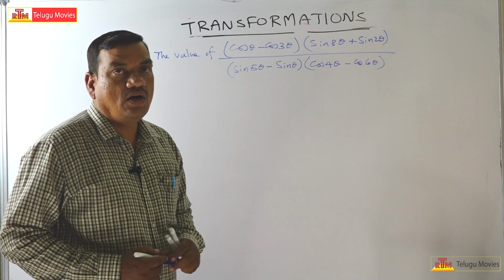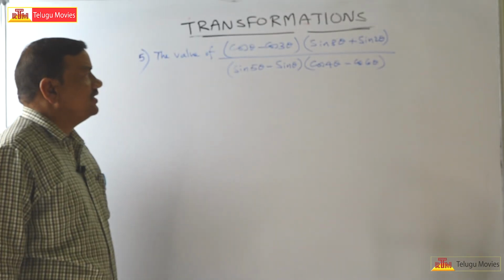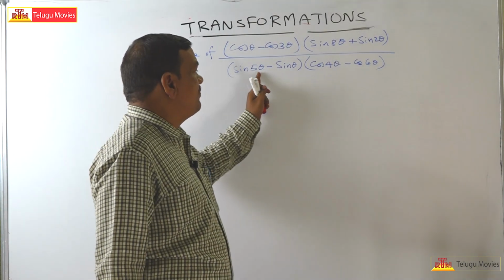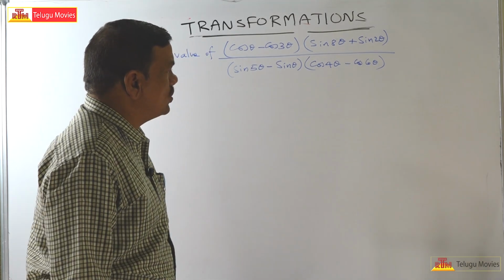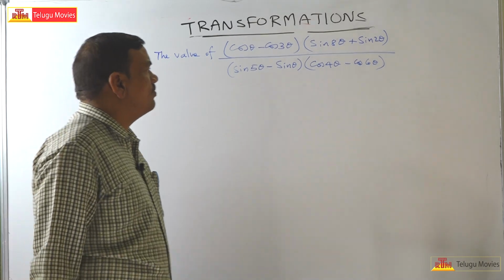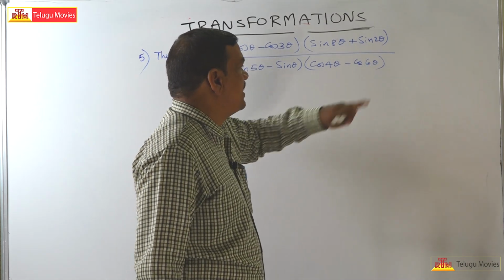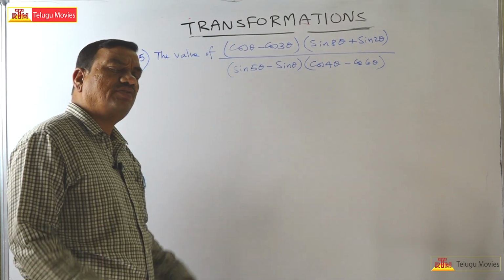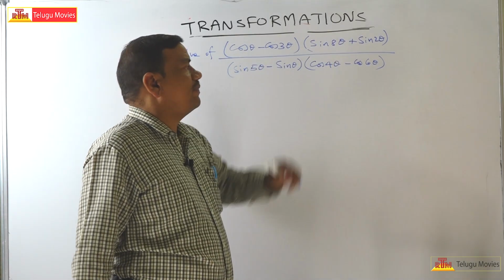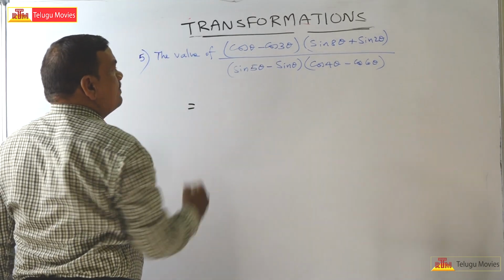Welcome to the next problem. The value of cos theta minus cos 3 theta times sin 8 theta plus sin 2 theta upon sin 5 theta minus sin theta times cos 4 theta minus cos theta, right? Here all formulas came, almost sin C plus sin D, sin C minus sin D, cos C minus cos D, here also cos C minus, all three formulas you apply. Don't multiply cos theta sin 8 theta like that, apply the formula. So this is equal to sin C minus sin D.